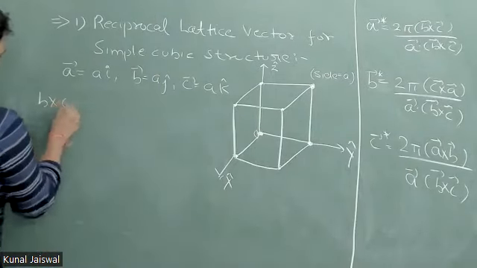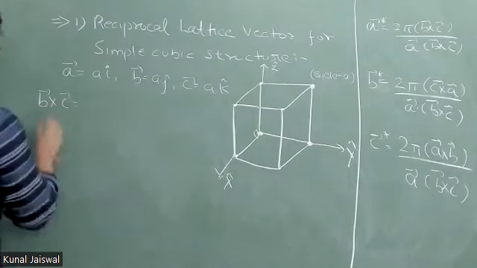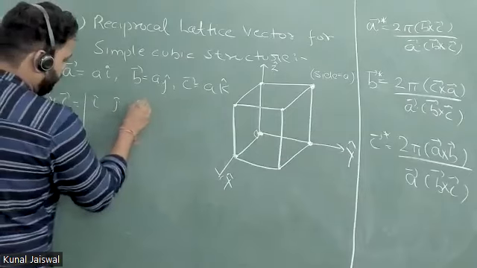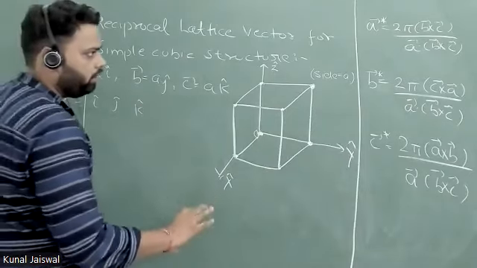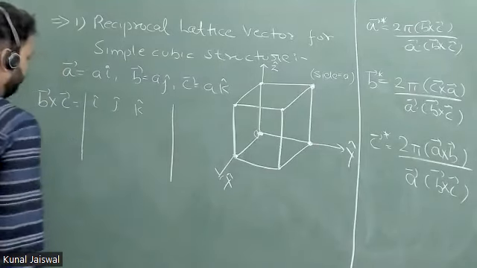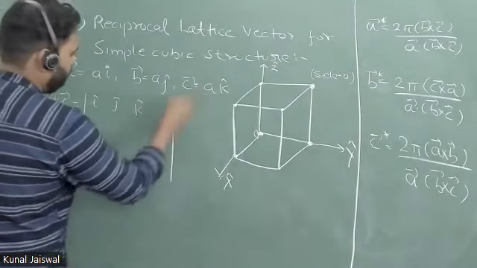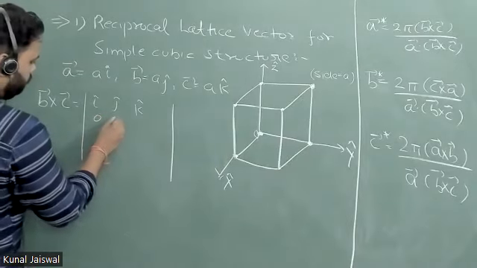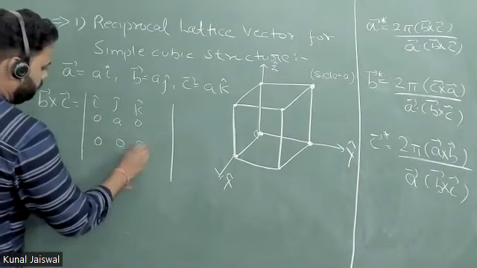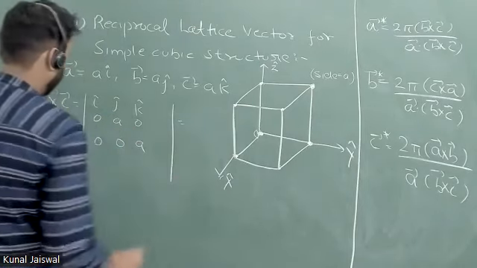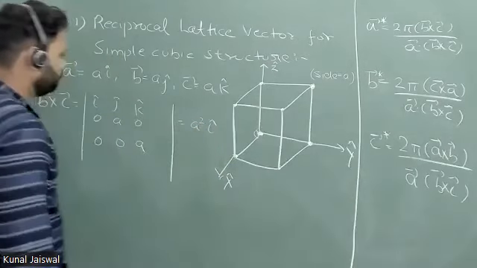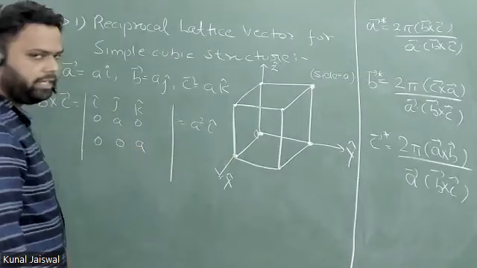Let's find out. B cross C will be what? I cap, J cap, K cap. I'm solving completely, thoroughly. If anyone has a problem, they can understand from here. You can find B cross C. What will be the value of B cross C? It will be 0, A, 0, 0, 0, A. And you will get basically A square i cap.